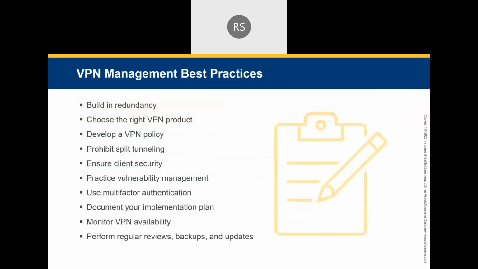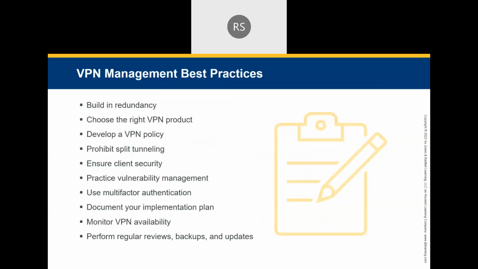Next, you'll develop a VPN policy. We want to establish clear guidelines and protocols for VPN usage. We want to outline acceptable behaviors, security measures, and access control policies. We'll disable split tunneling to prevent potential security risks by routing all traffic through the VPN tunnel, and this will minimize exposure to external threats.